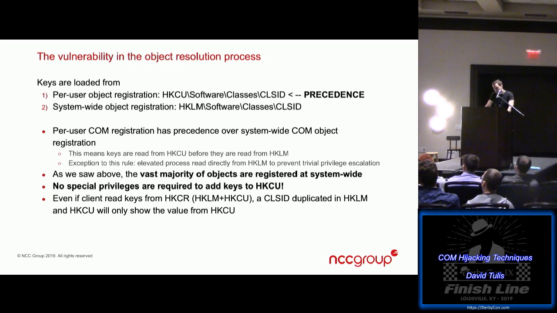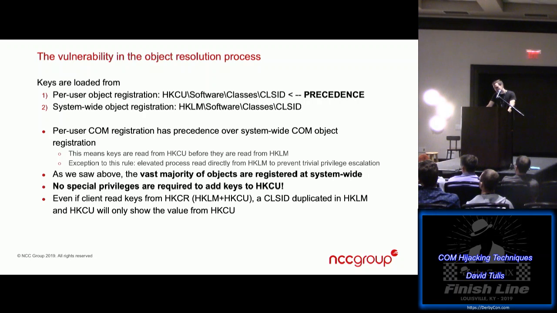So if you weren't paying attention before to all the boring stuff about COM internals, I'm going to talk about the fun part now. So recall that objects can be registered either per user or system-wide. Per user objects have precedence. Any object that's registered in the HKCU hive will be loaded before an object that's registered in the HKLM hive. The exception to this rule is high-integrity processes. They read directly from the HKLM hive because it would be trivial to escalate your privileges if high-integrity processes were reading from the HKCU hive.